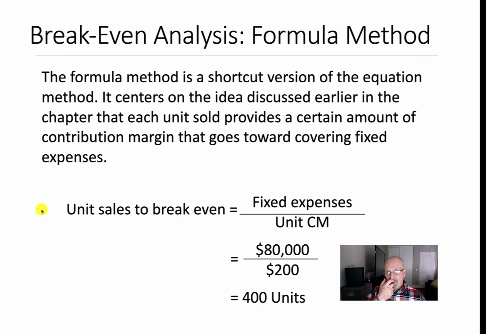The formula method is a shortcut version of the equation method. So a lot of students like the formula method because it's a little easier to work with. We take fixed expenses and divide them by the unit contribution margin. I'm going to point out here, you need to remember, unit contribution margin is used to find the units. The contribution margin ratio is used to find break-even in dollars, dollar sales. So we've got $80,000 in fixed expenses for RBC. We have a $200 unit contribution margin, meaning, again, 400 units for break-even.